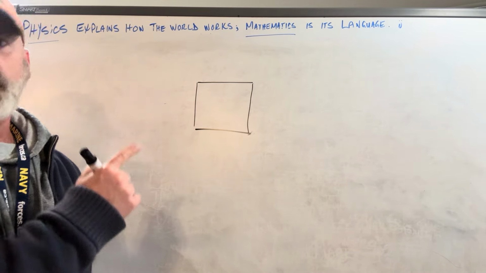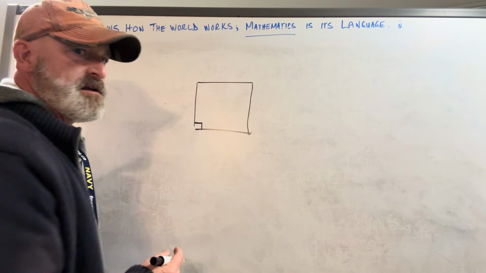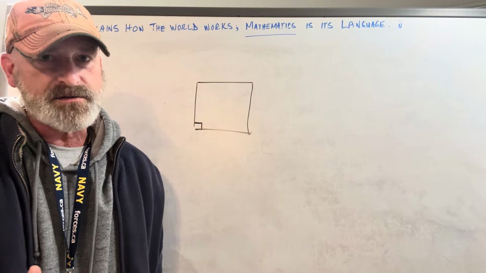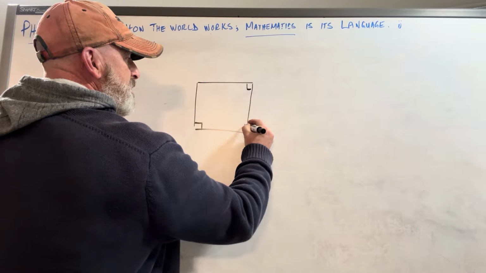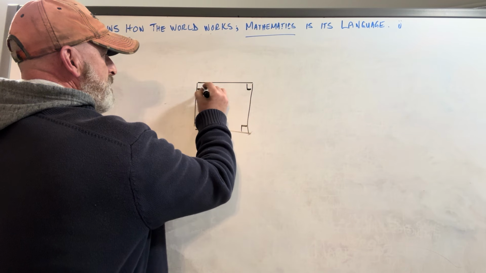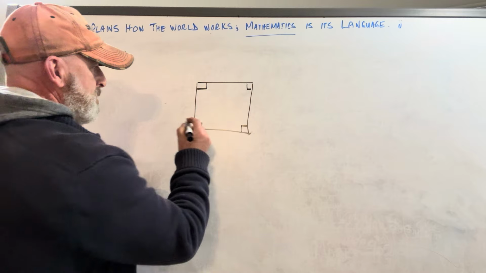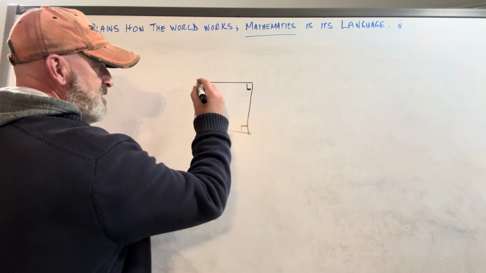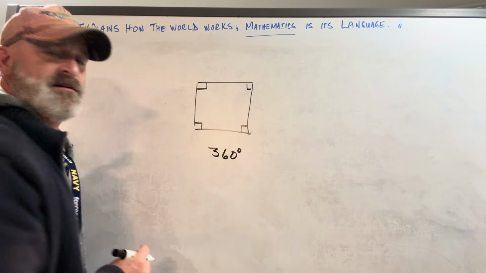It has 4 equal sides. That's what makes it a square. And in the corners down here, these are 90-degree angles. And if you haven't learned about angles yet, it's almost time. And they'll have all of these ones, 90, 90, 90, and 90. And all the internal angles add up to what? 90 plus 90 plus 90 plus 90 is 360 degrees.